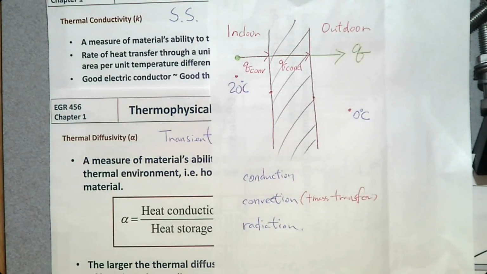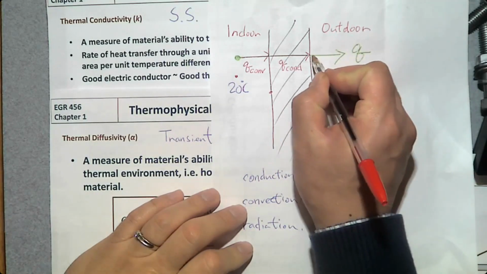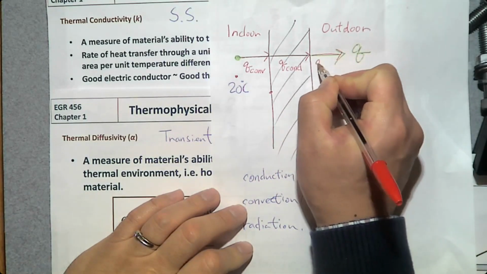And there's one last heat transfer from the outer surface to the air outside. Since air can move, it's a fluid. So that's going to be mass transfer. So it is convection. So the last one is convection here.